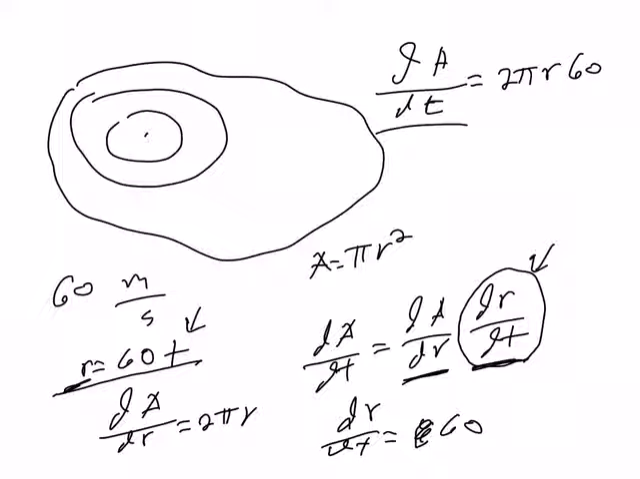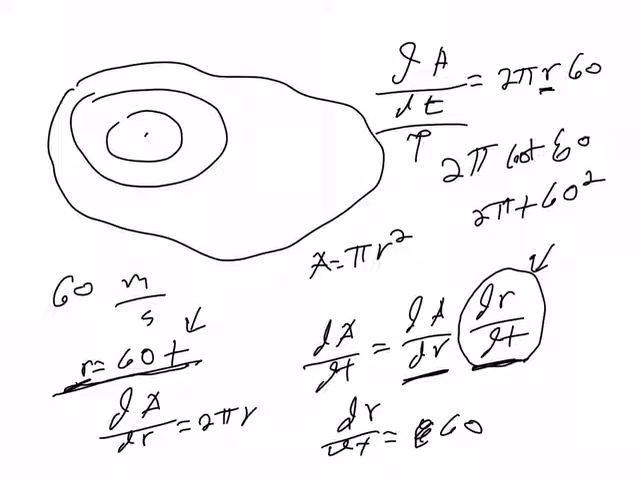But now we want this completely in terms of time. So we can take this r and just put in 60t over here, and we're going to get 2 pi, and then we plug in the r, so we're going to get 60t times 60. Or in other words, we're going to get 2 pi t times 60 squared.